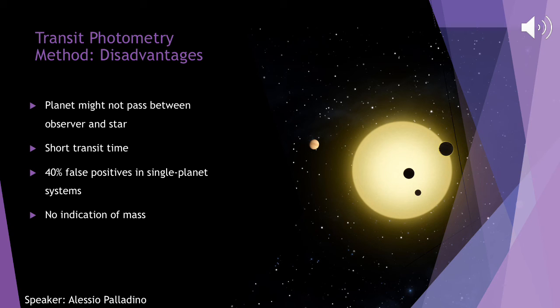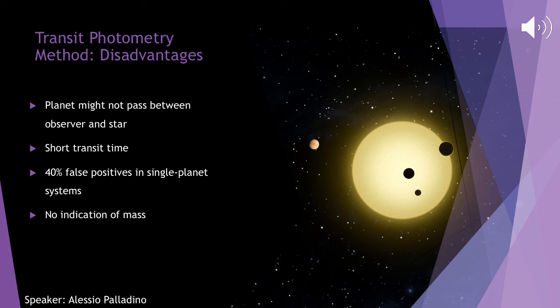Users of the transit method can encounter a set of difficulties as well. The main problem is the orbit of the planets. For a planet to be detected using photometry, it must pass between the observer and the star. Unfortunately, this only happens for a minority of planets. The probability of this happening in general is quite low. Sadly, many planets will go unnoticed due to this.